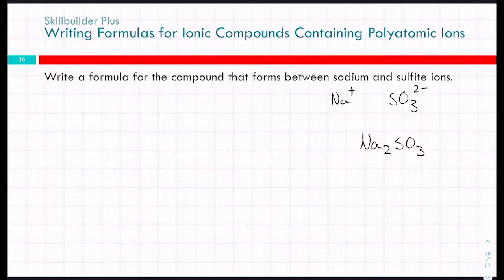And then if we were using the crisscross method, again, take the magnitude of the charge on sulfite and the magnitude of the charge on sodium, and use those as the subscripts, and that would give us the same thing. Two different methods, same end product.